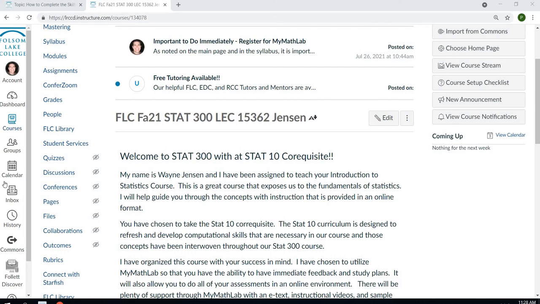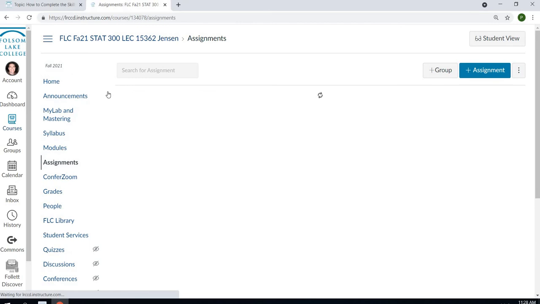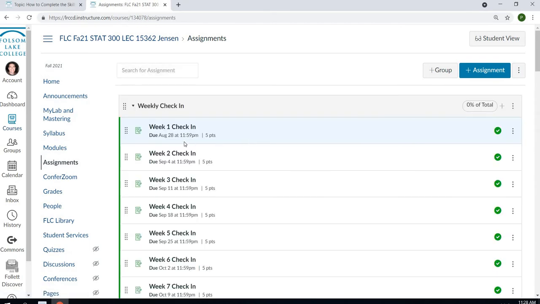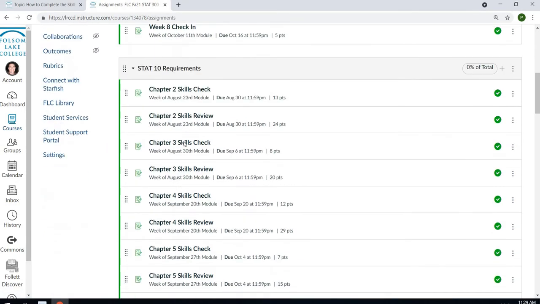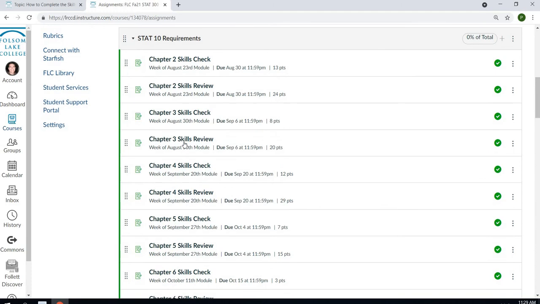How that's going to take place is by what are called skills review assignments. There are actually two types of skills review assignments, and there are two ways to access them. I'm going to show you through the assignments tab. If you click on that, things are organized. I'm going to have you do some weekly check-ins, but let me come down here for the Stat 10 requirements.